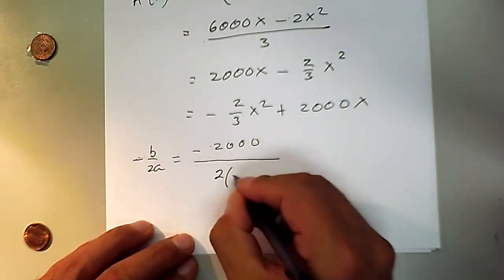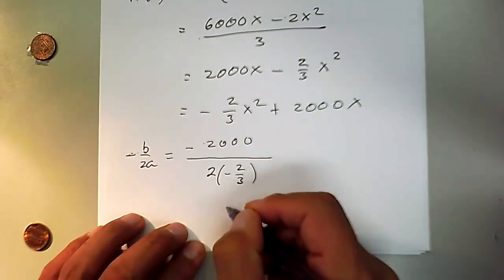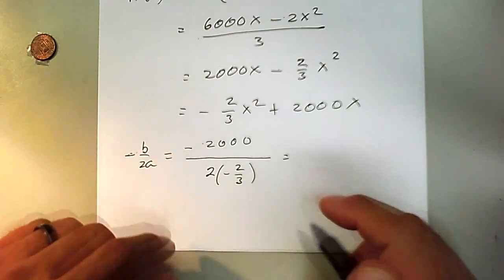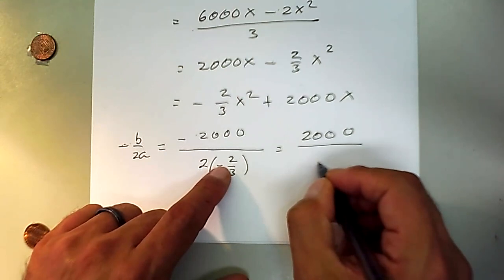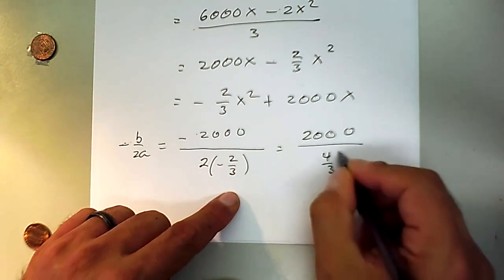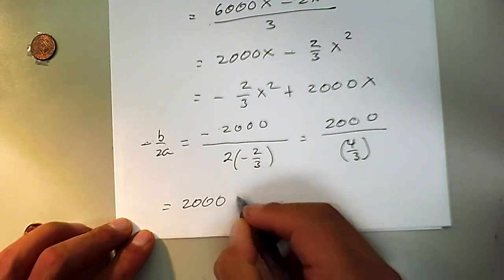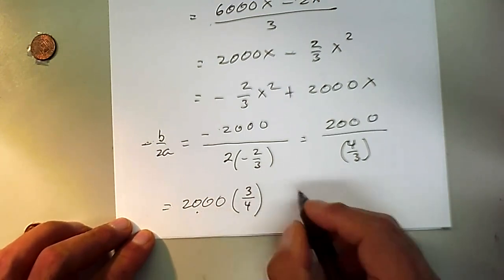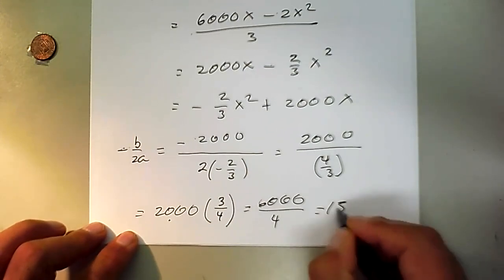over 2 times negative 2/3. And here things don't cancel as nicely as before. That's okay. Let's cancel the 2 negatives first. So we got 2,000, and we're going to divide by, multiply this out, so we end up with 4/3. So we're dividing by 4/3. Remember, that is the same thing as 2,000 multiplied by the reciprocal. So 2,000 times 3 is 6,000. But then we divide by 4, and that is 1,500.